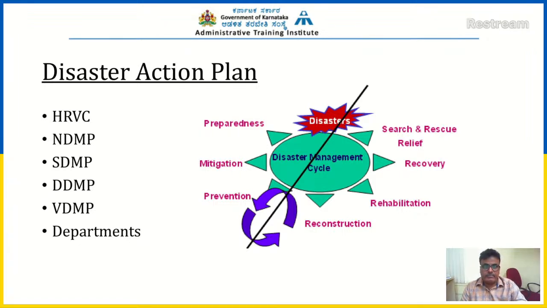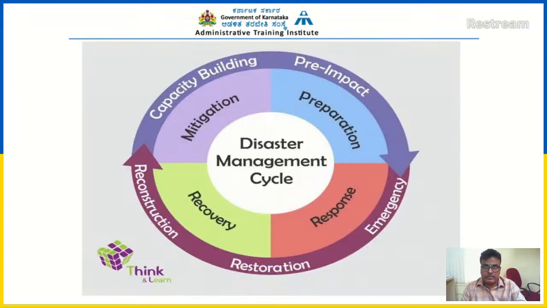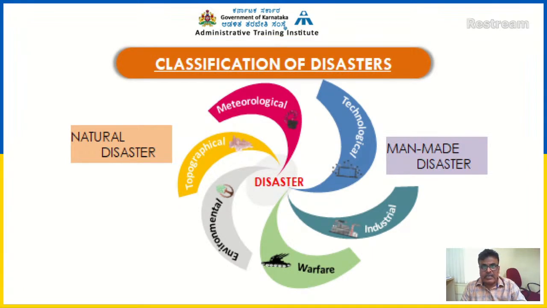So let us move to the next one. Again, I wanted to recap this. You can see here, I already told you the cycle, basically the DM cycle. It includes mitigation, preparedness, response, and recovery, under the overall influence of reconstruction, restoration, emergency, pre-impact, capacity building, etc. I will not go much into this. Already it has been explained very well.